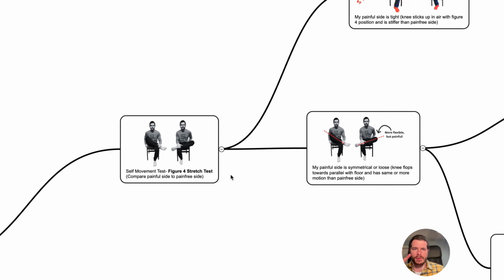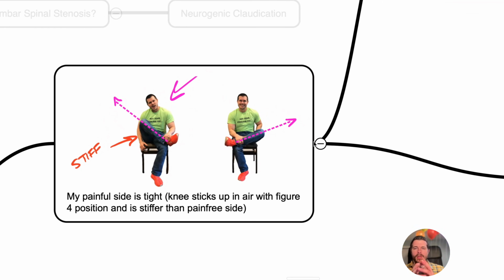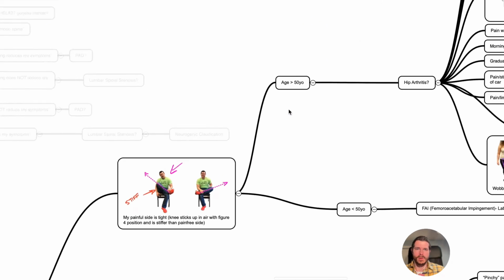You're going to have 2 potential outcomes. Let's cover this one first. Most common cause of, well, I don't have any back pain, but I have pain in my butt, is a stiff and painful hip. And so it's possible that when you go through the figure 4 stretch test, you notice that, let's just say for this case, you have pain in your right hip. Man, my painful side is tight. My knee sticks way up in the air with that figure 4 position and is stiffer than the pain-free side. What could be the cause?